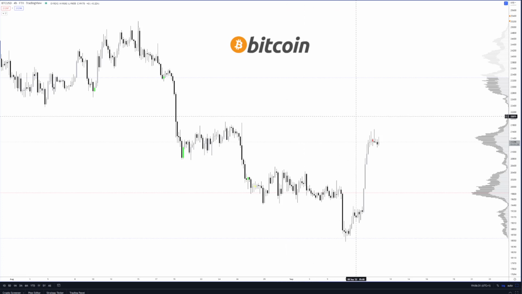Right, so I thought I'd give you another update on Bitcoin today. I'm looking at the 4 hour chart here. I thought I'd go through what I first look at and then what I'm thinking for the next few days.